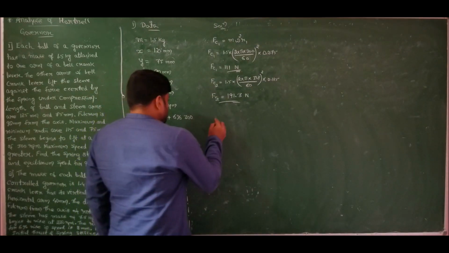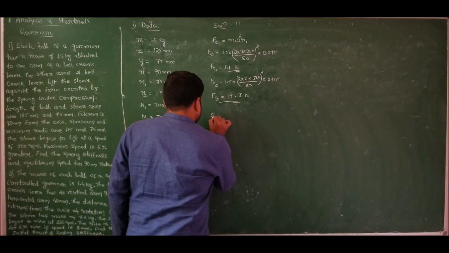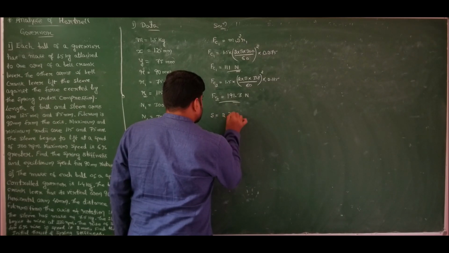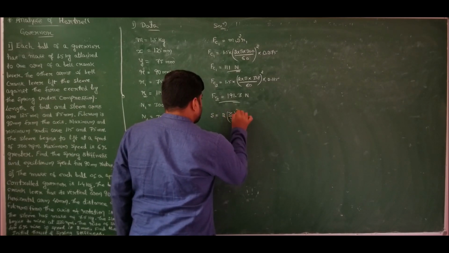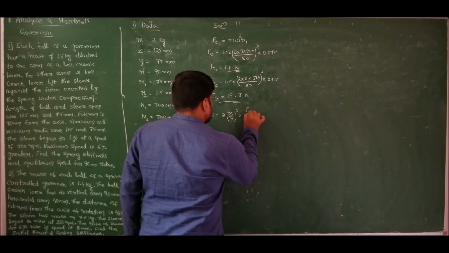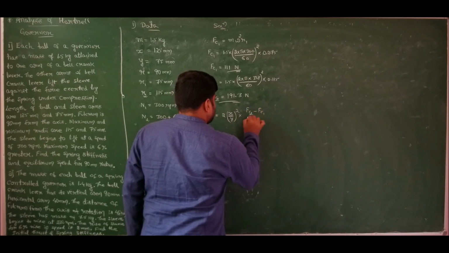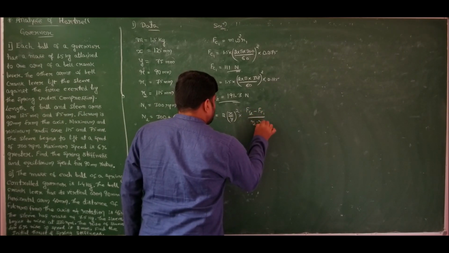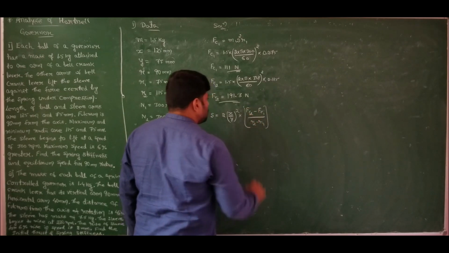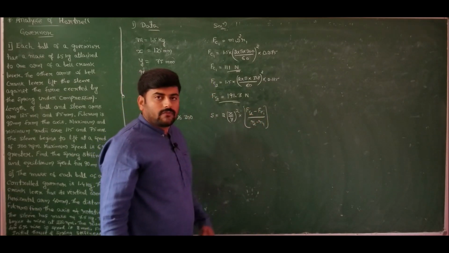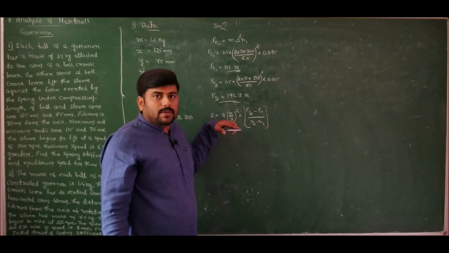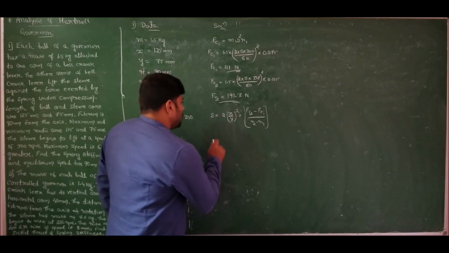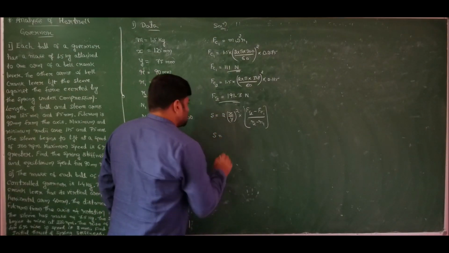If I do that, we know the spring stiffness is given by 2 times xy by a whole square into (Fc2 minus Fc1) divided by (r2 minus r1). This is the expression which we have derived in our previous lecture. If you have forgotten, kindly revisit the previous lecture. So now I can find directly what the spring stiffness is.